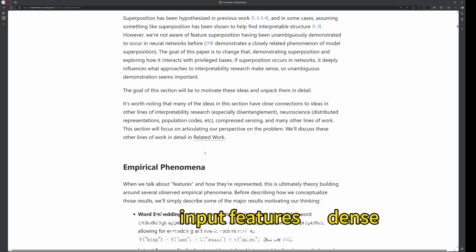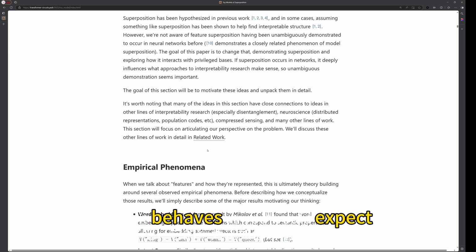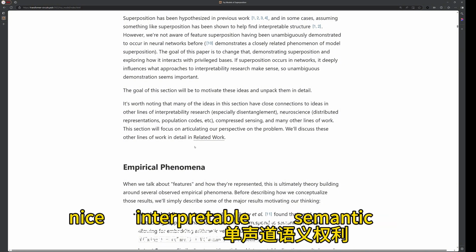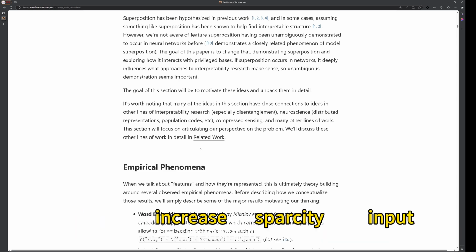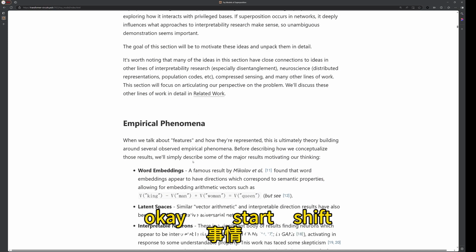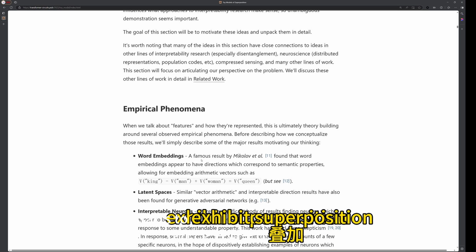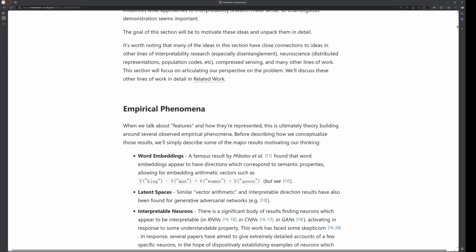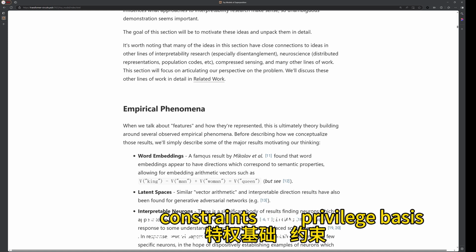So what did they observe when they trained this model? When the input features are dense, it behaves as you would expect. Each neuron represents a single feature. Nice and interpretable, monosemantic. But when you increase the sparsity of the input, things start to shift. So it starts to exhibit superposition, and now it has to do it within these constraints. Exactly, with the constraints of the privileged basis.